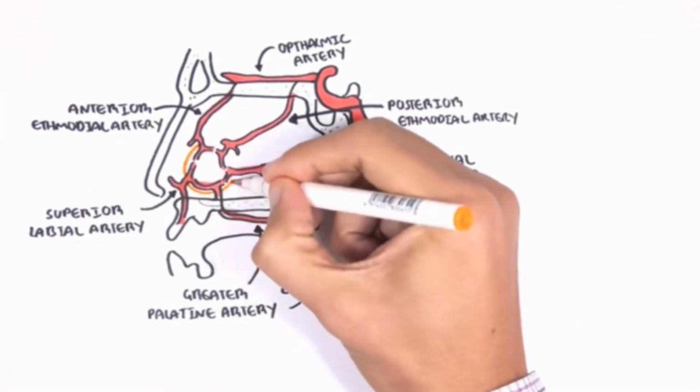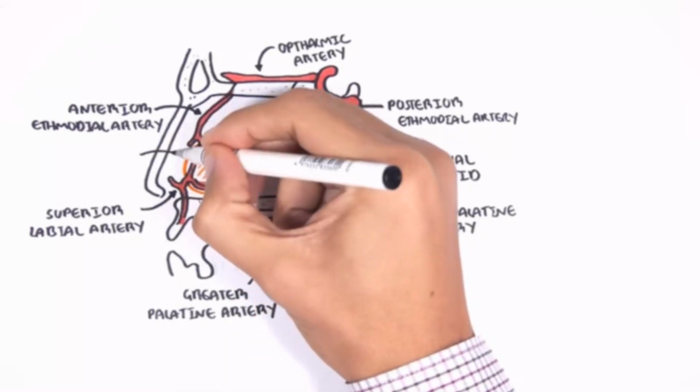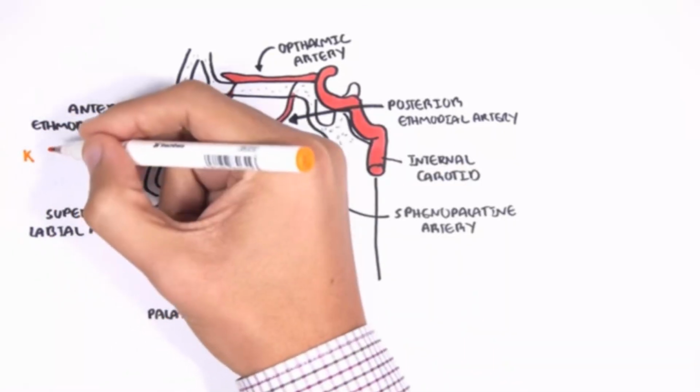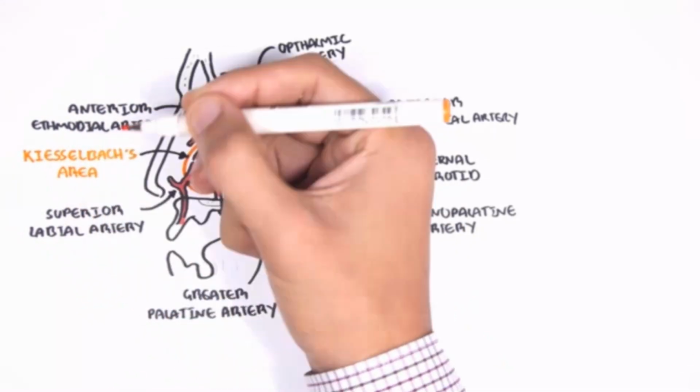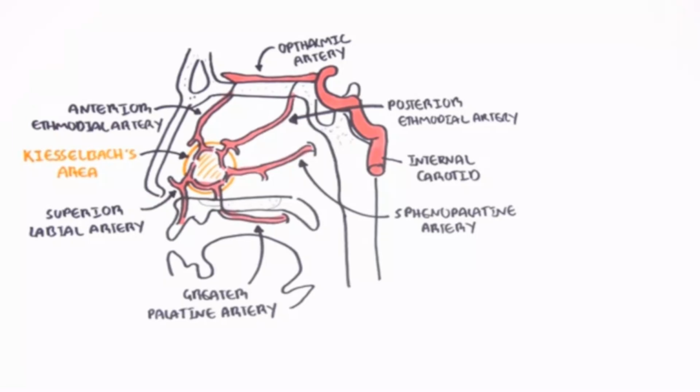And this area here, which I'm talking about a lot, is essentially where a lot of these arteries meet up, and this is called Kesselbach's area or Little's area. And this is a common source or site of nosebleeds. Nosebleeds are also called epistaxis.